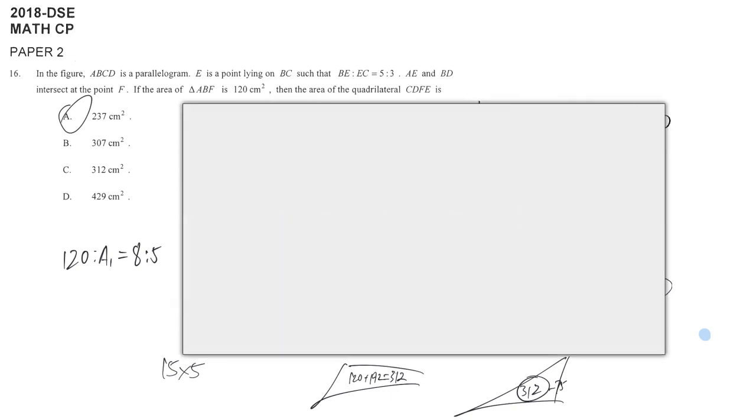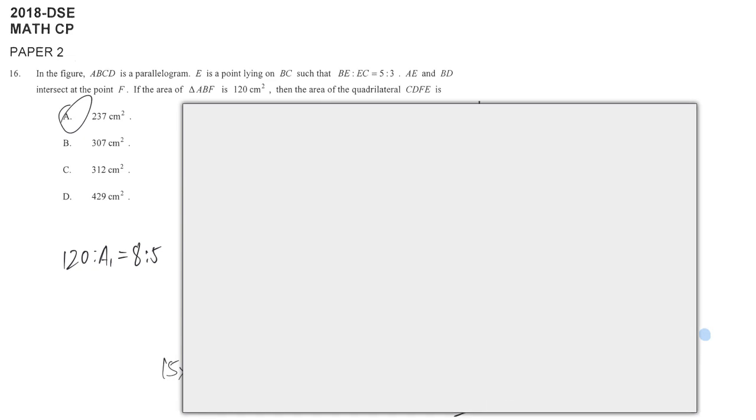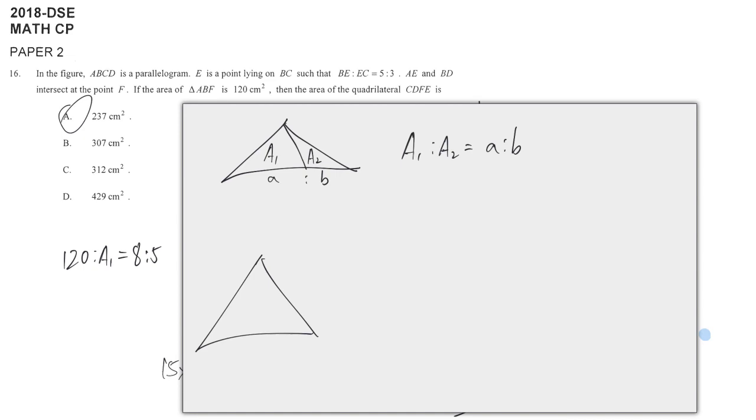To conclude, this kind of question is a very common thing. Asking first, if the two triangles share the same height, and this is A to B, then the area A1 to A2 is just equal to their base ratio A to B. However, if we are talking about similar shapes, if this is A, this is B, then A1 to A2 is equal to a squared to b squared. So make sure you know the difference.